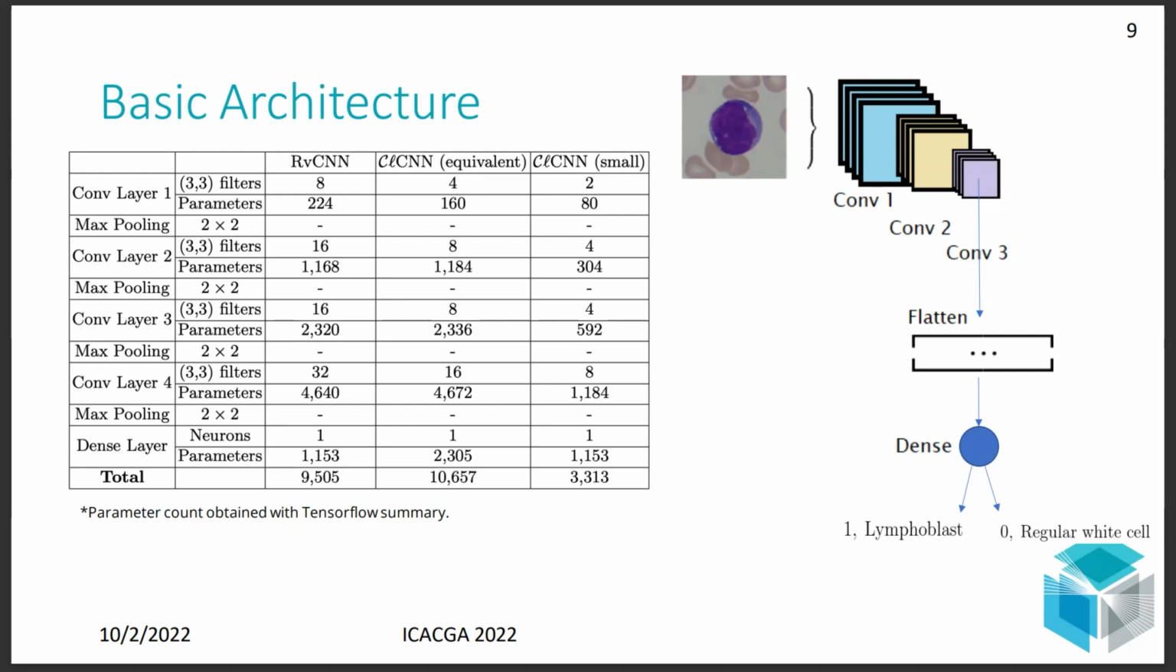So just like a little picture here illustrating how this architecture is assembled. We have the convolutional layers, then usually we do this flattening at the end in order to do the binary classification between a cell being a lymphoblast or not.